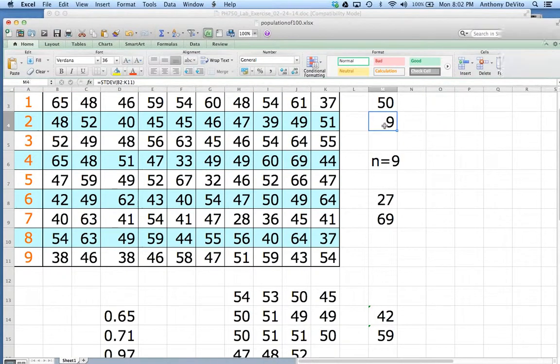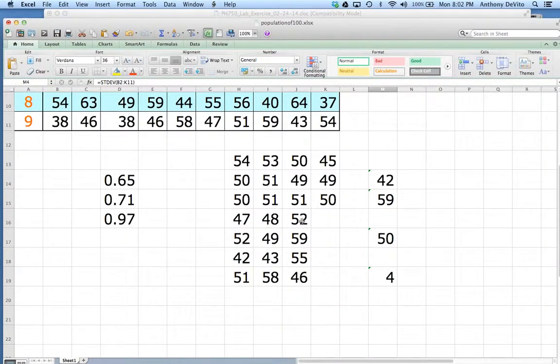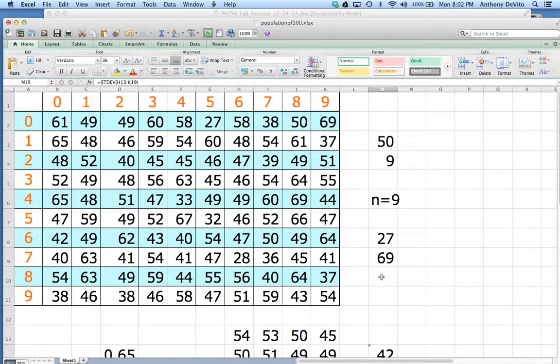Okay, the population standard deviation was 9. The standard deviation of the repeated samples of size 9 is 4 instead of 9.